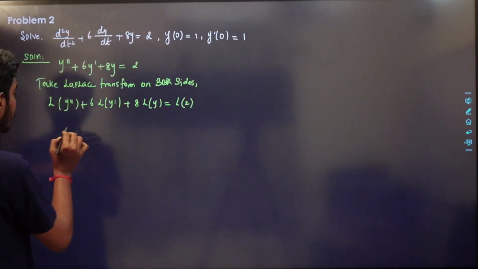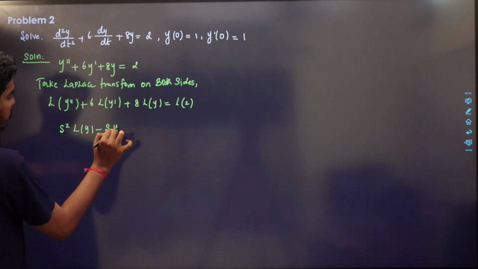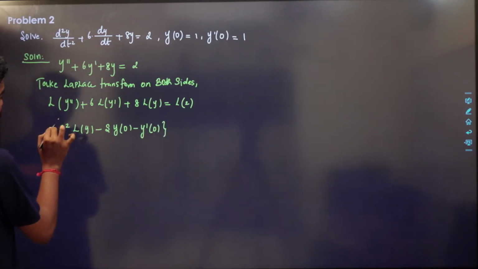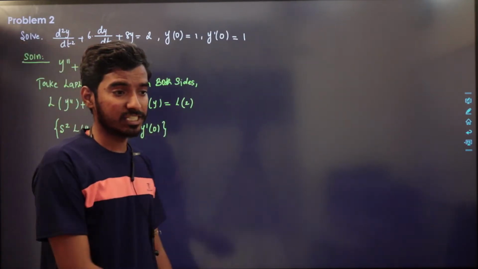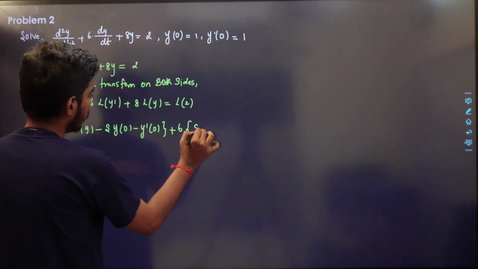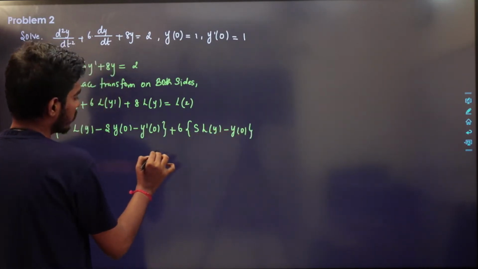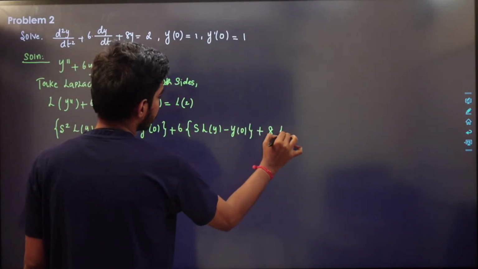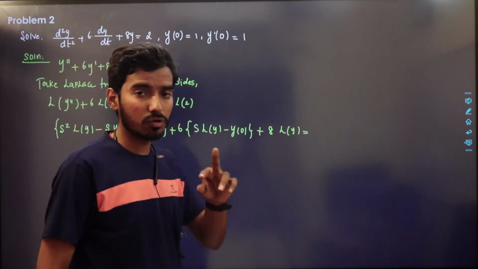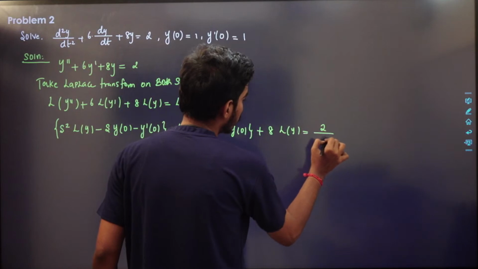So what is L of y double dash? It is s square L of y minus s into y of 0 minus y dash of 0, and 6 into L of y dash, so it will be s into L of y minus y of 0, plus 8 times L of y. Now L of 2: I can take 2 outside, so 2 into L of 1. L of 1 is 1 by s, so we will have 2 by s.